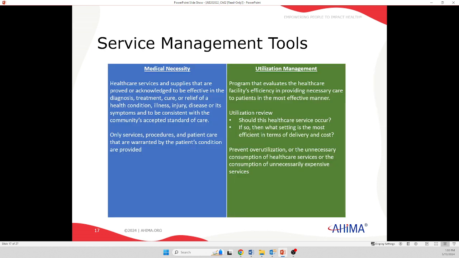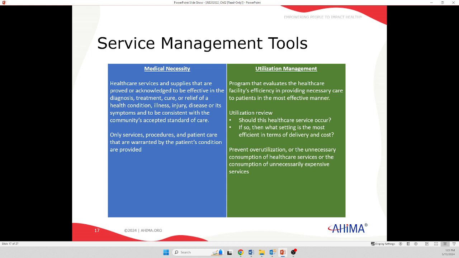Next, we have a review of medical necessity and utilization review. Remember that medical necessity is healthcare services and supplies that are proven or acknowledged to be effective in the diagnosis, treatment, cure, or relief of a health condition, illness, injury, disease, or its symptoms, and they're consistent with the community's accepted standard of care. Only services, procedures, and patient care that are warranted.